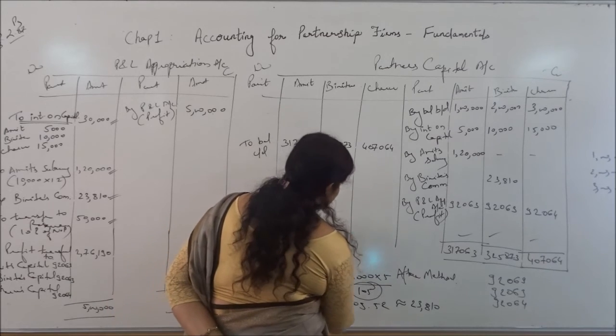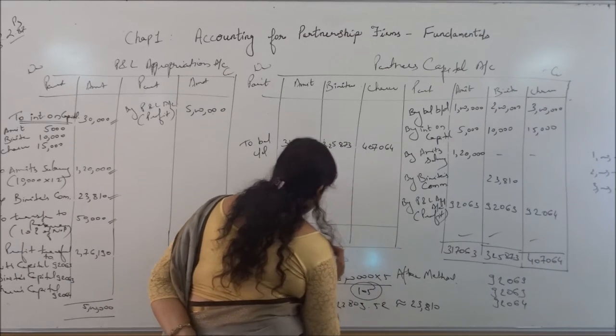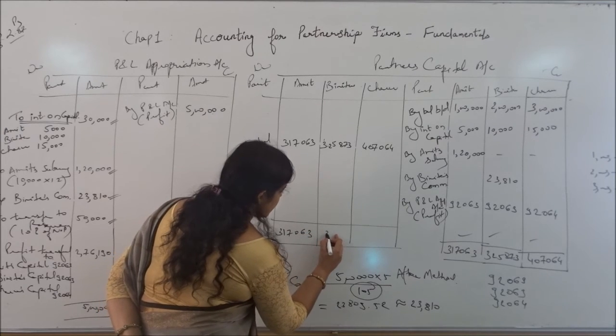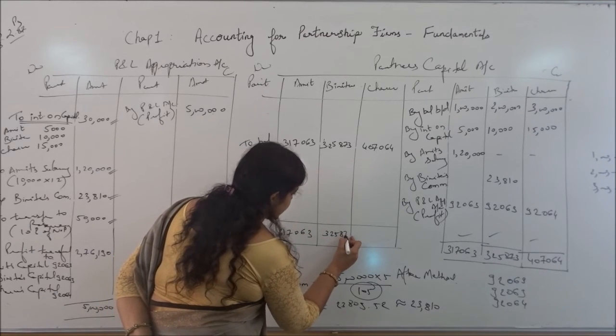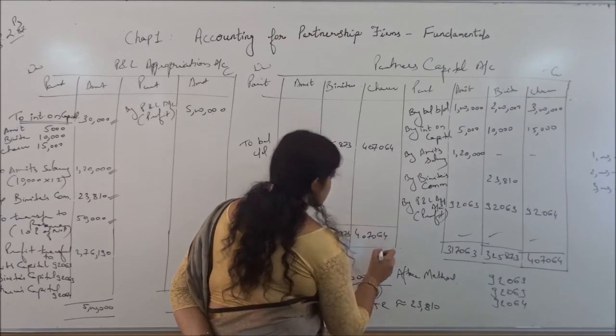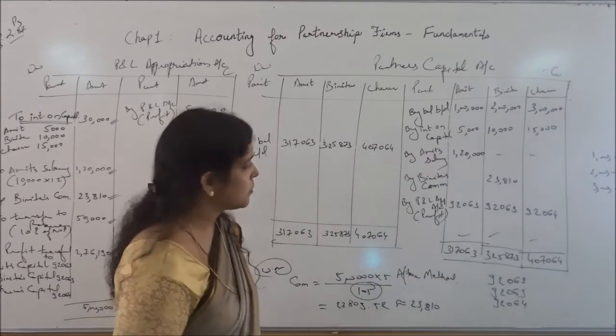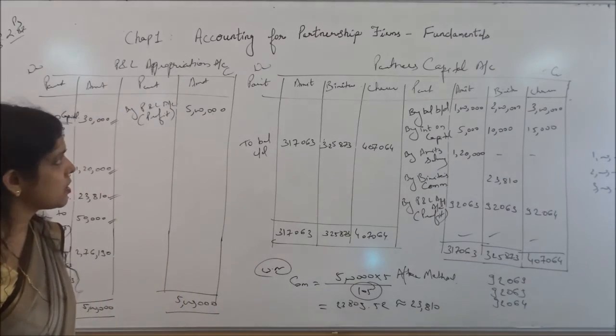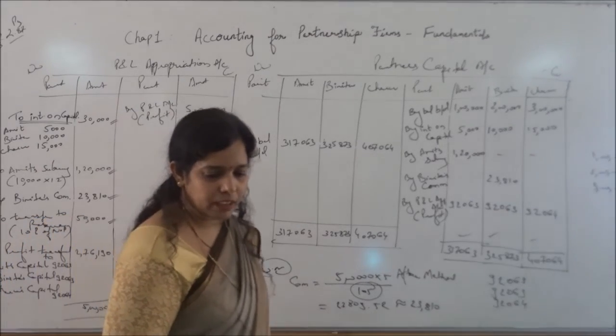Do the total. 317,063, 325,873 and 407,064, like this, right? In this way we have made both the accounts, the P&L appropriation account and the partners' capital account.